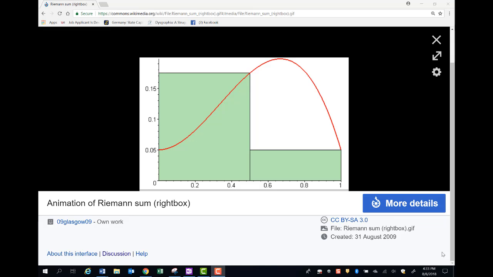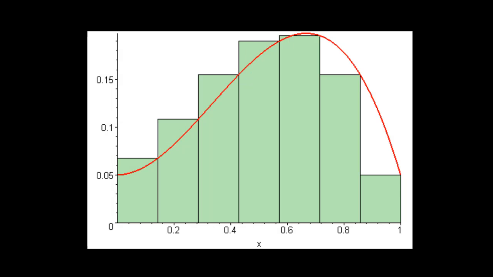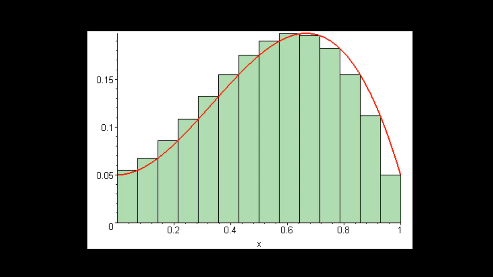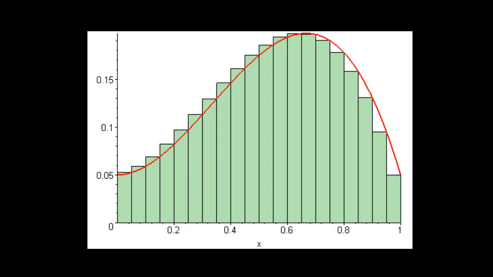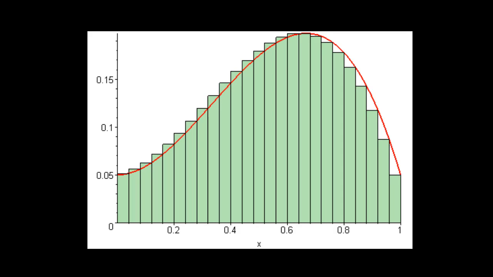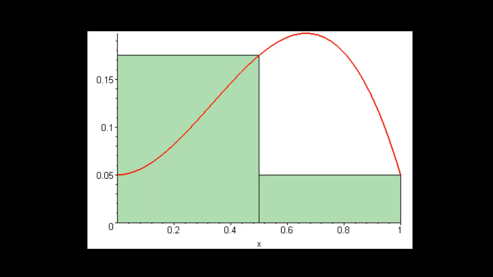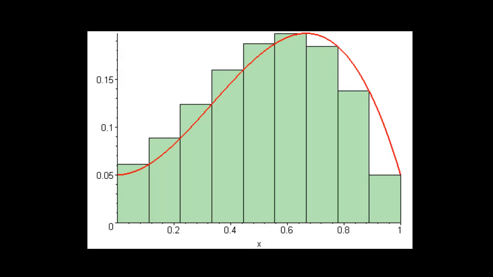Finally, I would like to look at an animation that I found on Wikipedia. This animates Riemann sums, always taking their heights from the right ends of the rectangles, which is why it's named right box. It was created by a Wikipedia content provider named 09 Glasgow 09, and this page gives the information crediting him for that work. You see, as he adds more and more rectangles to this region, and each rectangle becomes narrower and narrower, the heights of the rectangles are following the curve more precisely, and the area of the rectangles is more precisely matching the area under the curve.